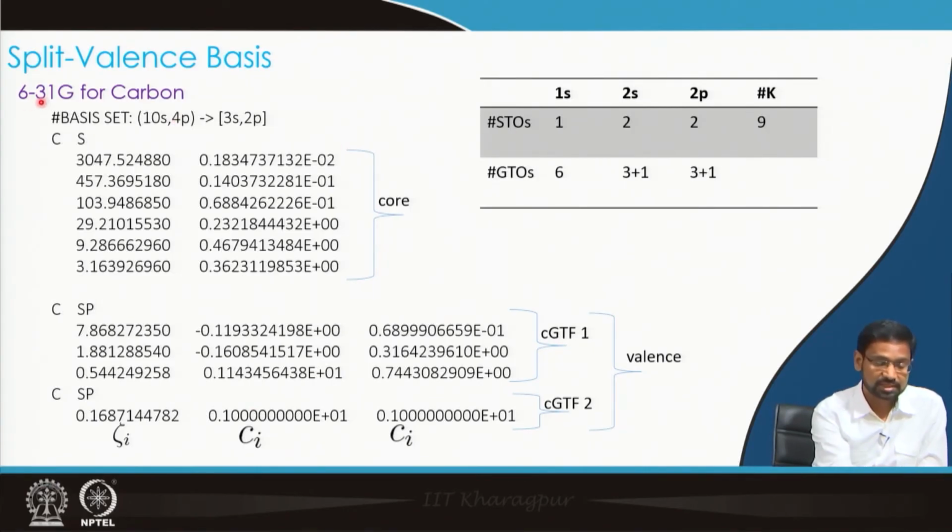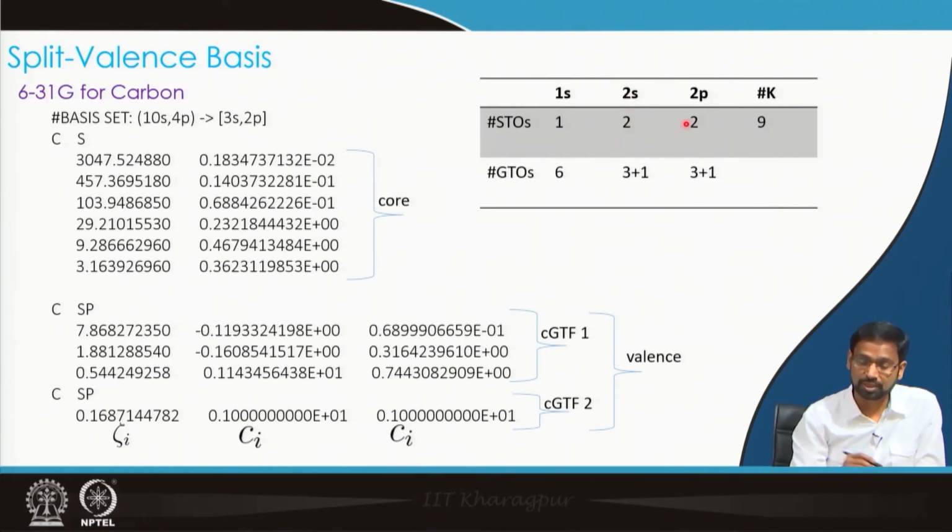Now we will look at this 6-31G. So we will first see that this is a carbon atom. The core and valence electrons are in 1s, 2s and 2p. We are describing the core in terms of 1 Slater type orbital, so therefore the number of STOs is 1. For the valence 2s and 2p, each valence orbital is being expressed by 2 Slater type orbitals.